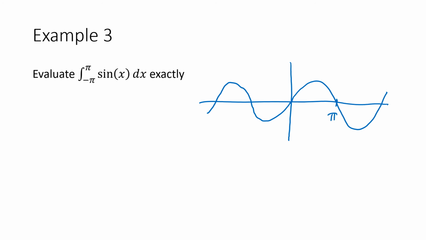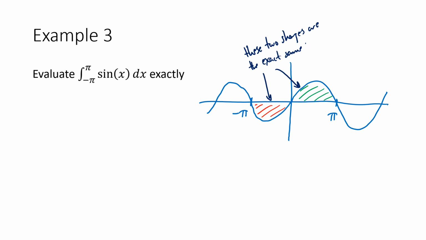Here's pi over here, and here's negative pi. And so if I'm integrating from negative pi to pi, again, I see that I've got a negative chunk of area, and I've got a positive chunk of area. And the symmetry of this function shows me that these two shapes are the exact same size. The graph of y equals sine of x is a very symmetric graph, and so those two shapes are the exact same size, which means the negative area is the same amount as the positive area. And so those are going to cancel out, and so we get 0.